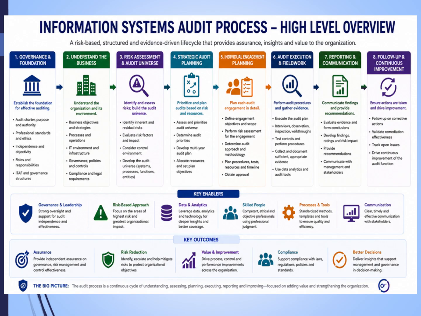The diagram also highlights several key enablers of effective auditing, including governance and leadership, risk-based thinking, data analytics, skilled people, standardized processes and tools, and effective communication. Ultimately, the overall outcome of the information systems audit process is to provide assurance, reduce risk, improve governance and performance, support compliance, and enable better organizational decision-making.